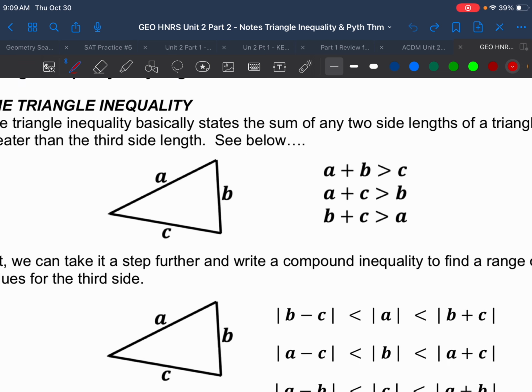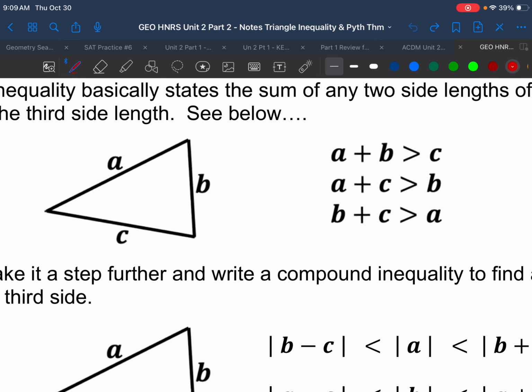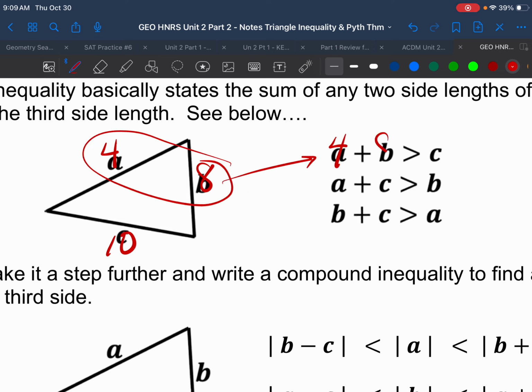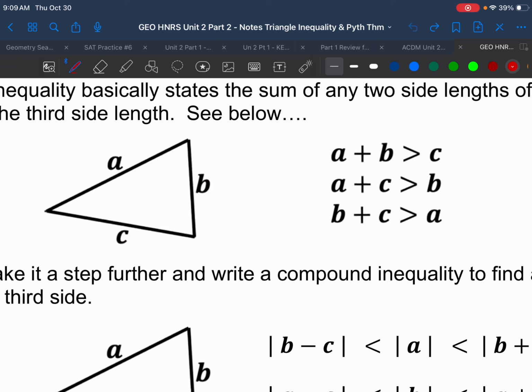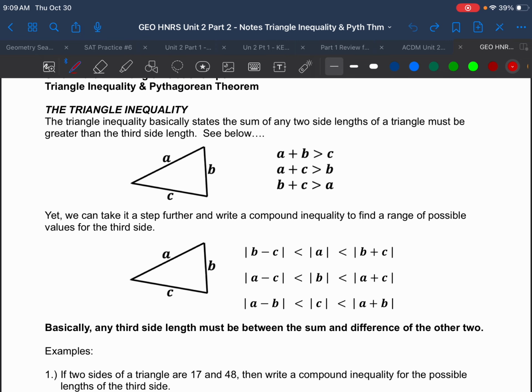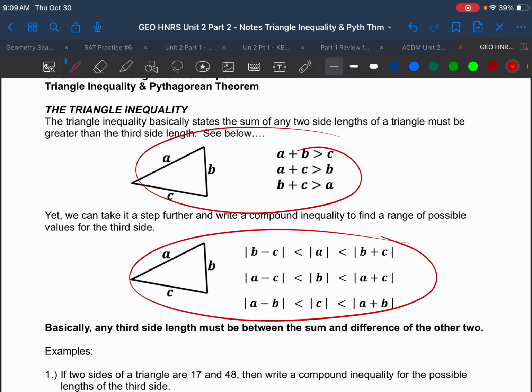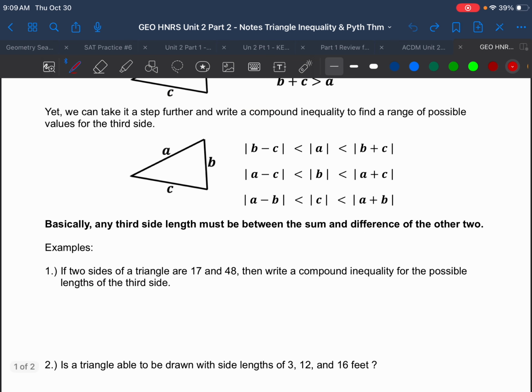So for example, if I pick some numbers here, like 4, 8, 10, and I want to test and see if the triangle inequality works. Basically, no matter which two sides I pick, so if I use 4 and 8, that sum should be greater than the third side. Now, if that is not true, then this triangle or that situation cannot be drawn. The triangle cannot exist. This is more of a formal way to describe it, but I'm just going to jump into some of the examples down below.